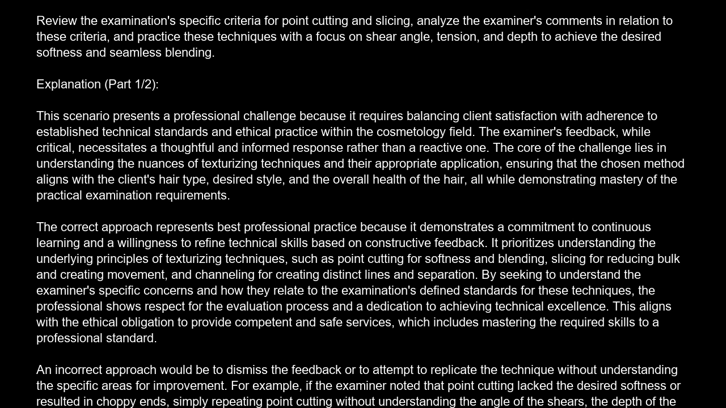By seeking to understand the examiner's specific concerns and how they relate to the examination's defined standards for these techniques, the professional shows respect for the evaluation process and a dedication to achieving technical excellence. This aligns with the ethical obligation to provide competent and safe services, which includes mastering the required skills to a professional standard. An incorrect approach would be to dismiss the feedback or to attempt to replicate the technique without understanding the specific areas for improvement.